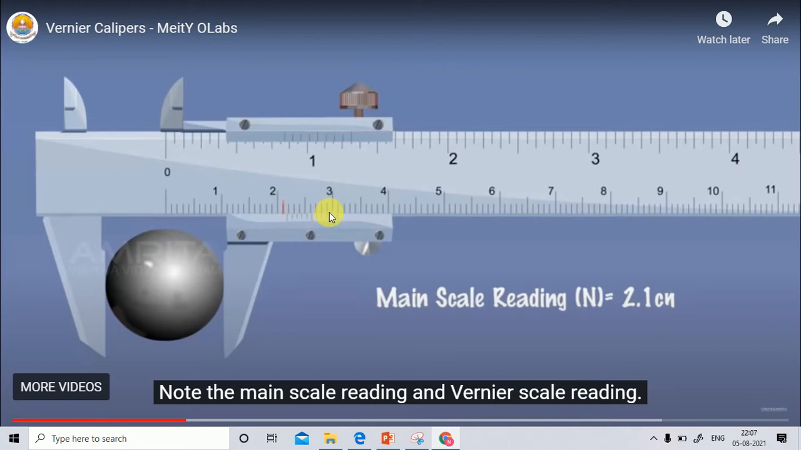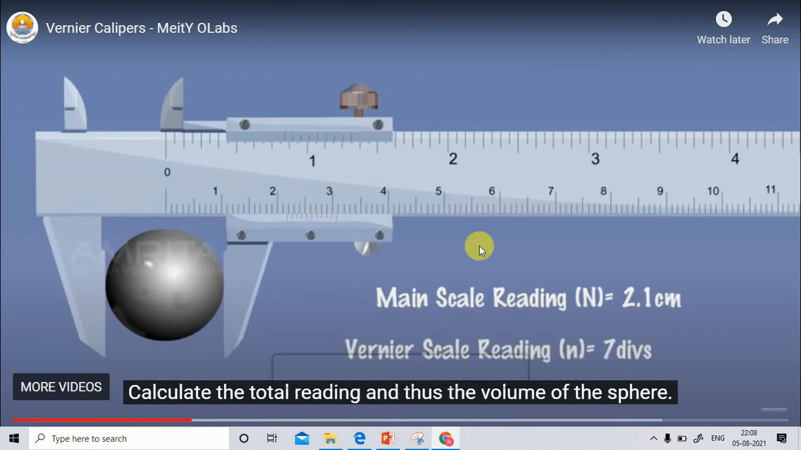So that is 8 into 0.01 centimeters. The total reading will be 2.1 plus 8 into 0.01 centimeters. That will give the total reading of the diameter of this sphere. If you arrange the Vernier calipers jaws properly, the coincidence will be known exactly. Initially it appeared that the 8th division was coinciding, but after arranging it properly, we get the exact Vernier scale reading, which is 7 divisions. The 7th line is coinciding properly, so we take this 7th line.